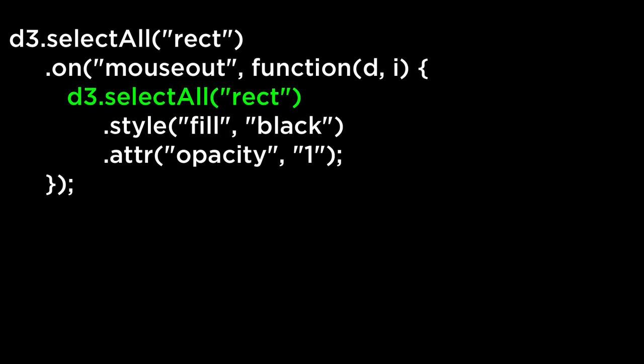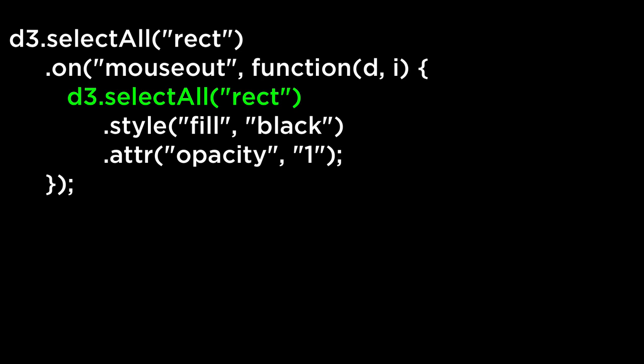We also update the mouse out functionality so that it changes the opacity back to 1 for every rectangle, as well as changing the fill back to black for every rectangle. Same as with the Mouseover functionality, in building this mouse out functionality like this, the event on one element is able to affect the attributes of all the elements of the type we select.